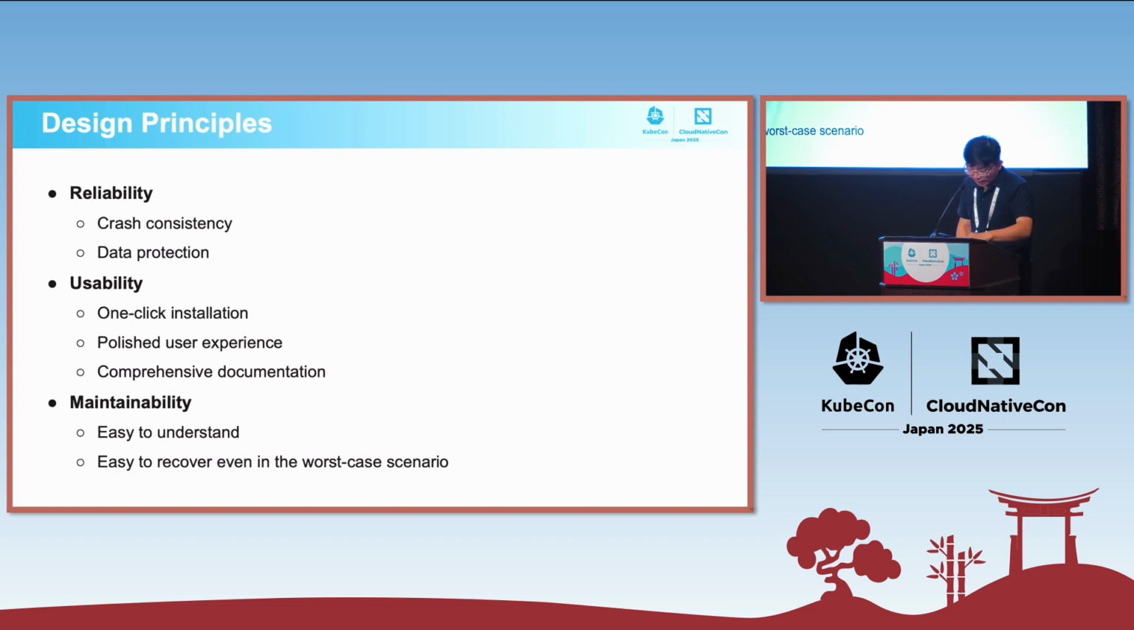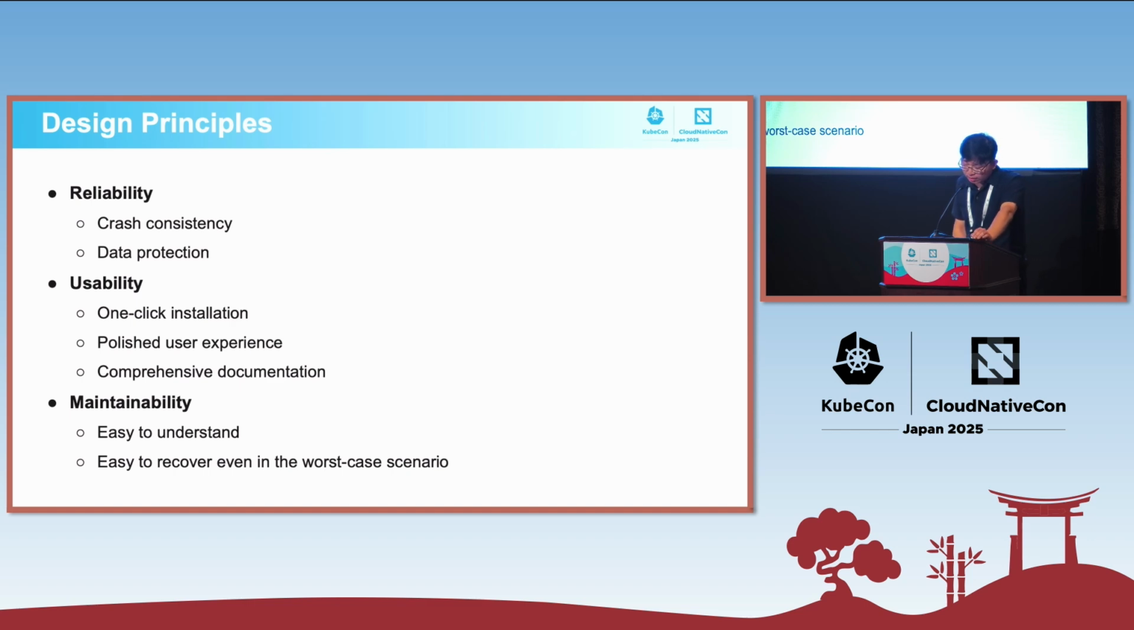And for the data protection, Longhorn takes data protection very seriously. So we have many built-in techniques to protect your data. For example, the snapshot and the backup, restore, and the DR volume. So you can protect your data on demand, or you can configure a recurrent job to take the backup periodically, to reduce the RPO.